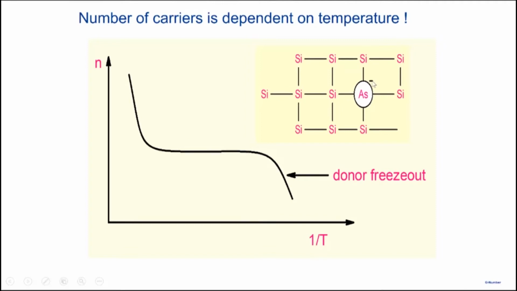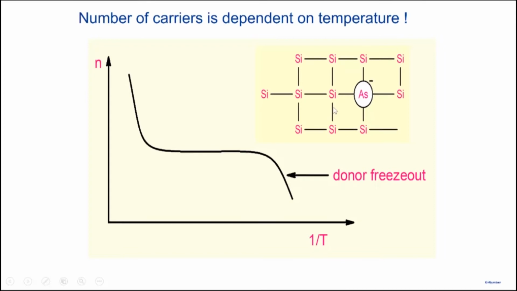The electron stays frozen onto the donor here. And so the number of electrons reduces as you go to lower temperatures. Note that this is 1 over T. There's not enough thermal energy to separate the electron that is attached to the arsenic away from it and take it to the conduction band. On the other hand, when you go to higher temperatures, there's a normal thermal generation process through which electrons and holes are created.